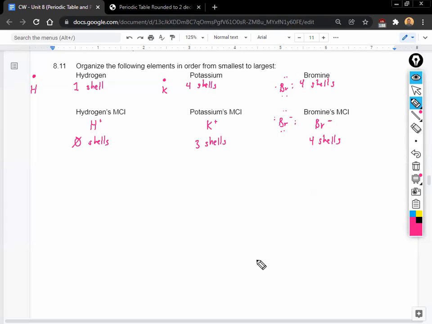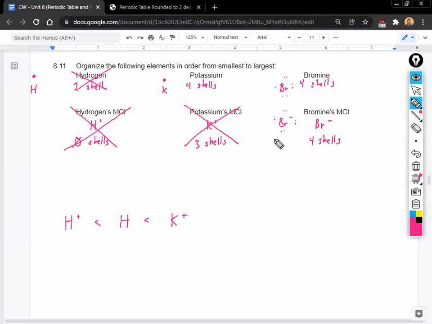This allows us to start putting them in order. Which one of these is the smallest? H+, because there's no shells. What about the next smallest? We've got regular H. What's next? K+. And then for the rest of them, we need to do a little bit more work because they all have 4 shells.